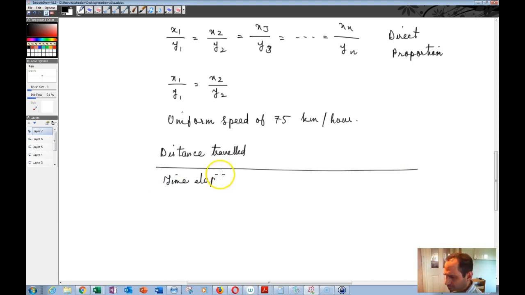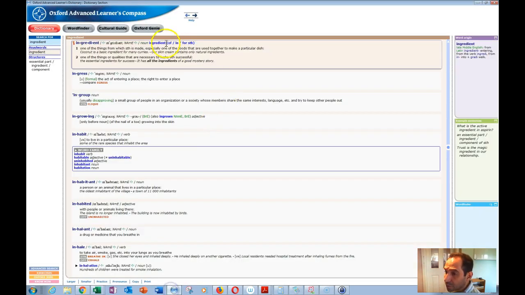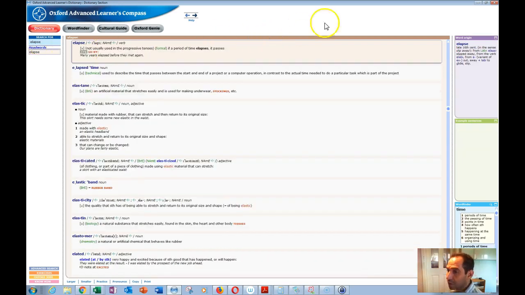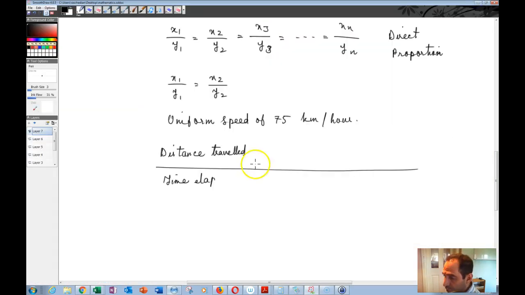I don't know if elapsed is written with one L or two L's. No, it's one L. Okay. So distance traveled would be in kilometers, and time elapsed in hours, if I take it.